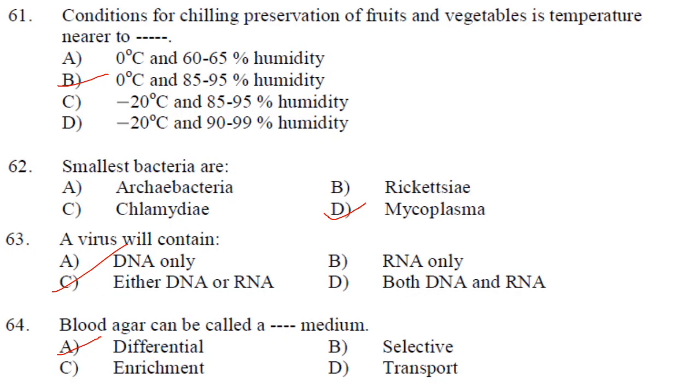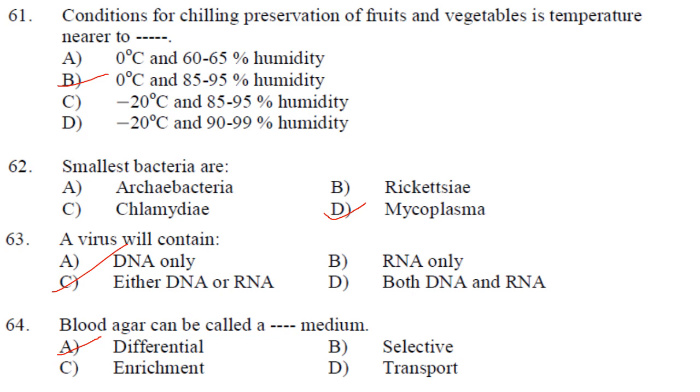Coming to the first question. Conditions for chilling preservation of fruits and vegetables is temperature nearer to... So it is nearer to 0 degrees Celsius and 85 to 95% humidity. Answer is option B.